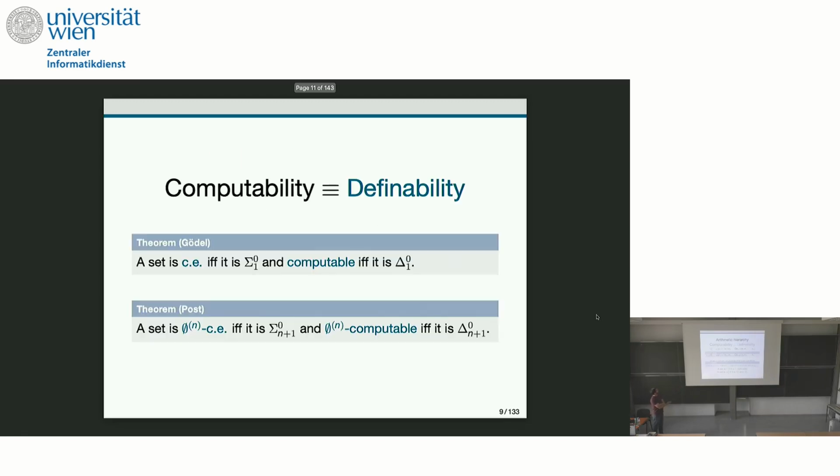So there is this correspondence, and we know that a set is computably enumerable if and only if it is Sigma^0_1, and it is computable if and only if it is both Sigma^0_1 and Pi^0_1. And so it goes at every level of the arithmetic hierarchy. A set is 0^(n)-CE if it's Sigma^0_(n+1), and 0^(n)-computable if it's Delta^0_(n+1).